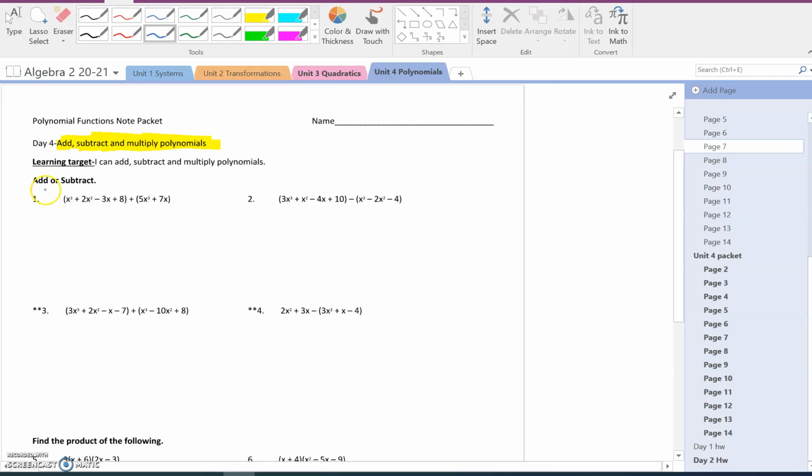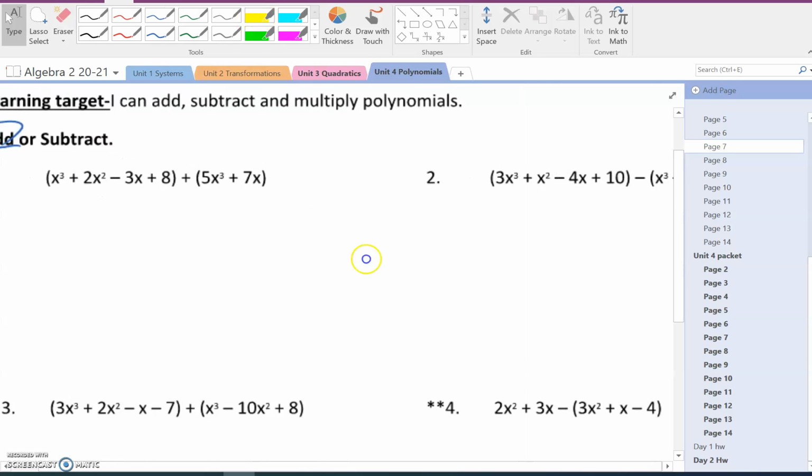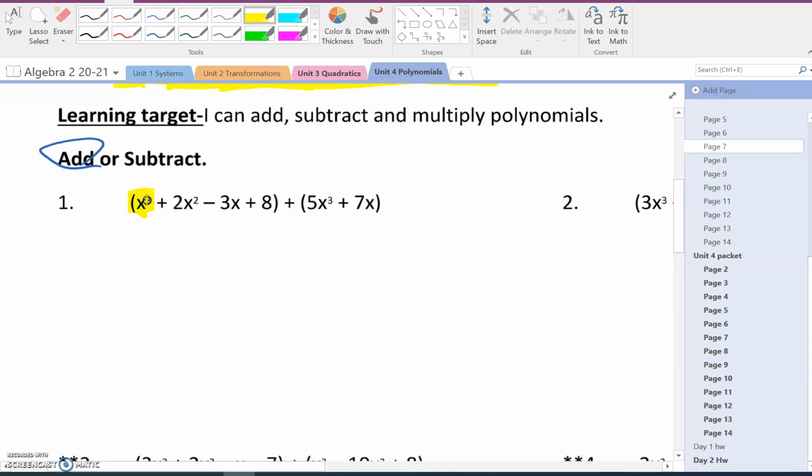So when adding polynomials, you are basically just combining like terms. And that's it in a nutshell. Make this a little bigger so you can see it. If I have an x cubed term here and a 5x cubed here, I just add those together and get 6x cubed. I like to cross them off as I'm going. 2x squared, there is no other 2x squared, so I just bring it down.